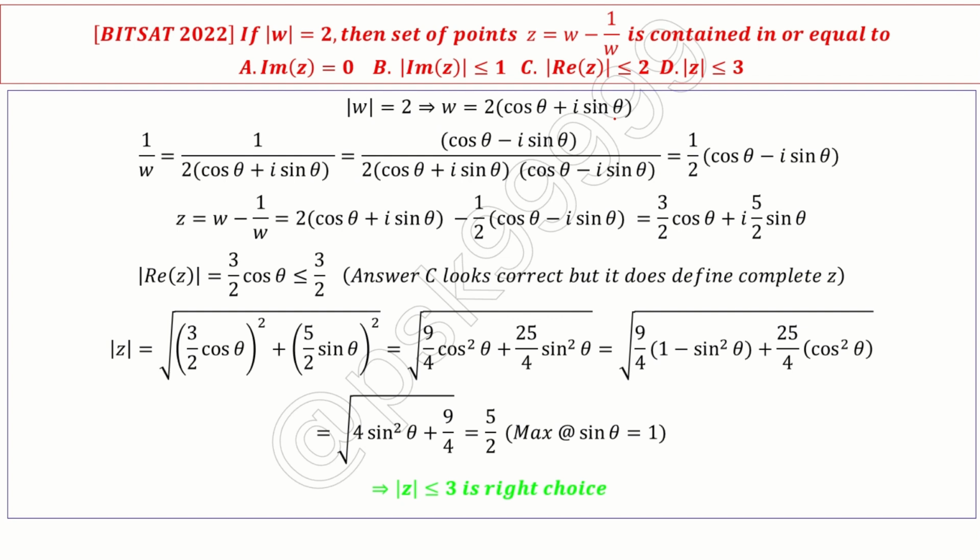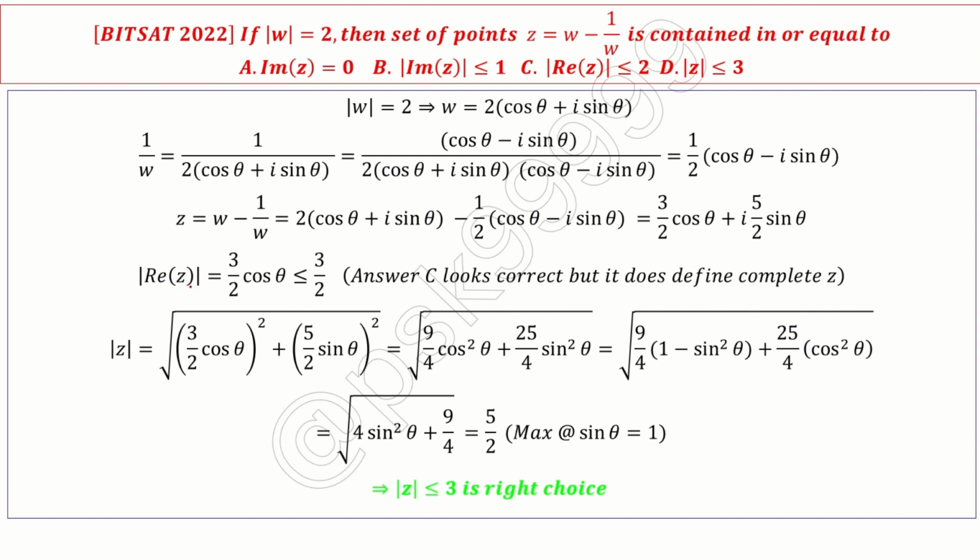times cos theta plus i sin theta. I can write it like this. This is what I'm assuming w, because its modulus is 2 and cos theta plus i sin theta, we know modulus is 1. 1 by w will become 1 by 2 times cos theta plus i sin theta. If I simplify it, I'll get 1 by 2 times cos theta minus i sin theta. Now, z equals w minus 1 by w, which means if I take the w value here and the 1 by w value here and simplify it, I get 3 by 2 cos theta plus i times 5 by 2 sin theta.